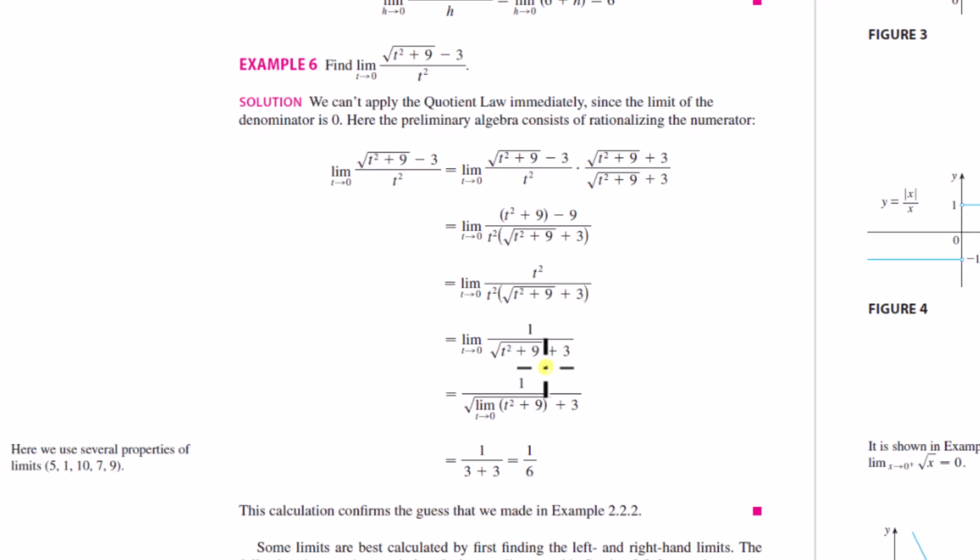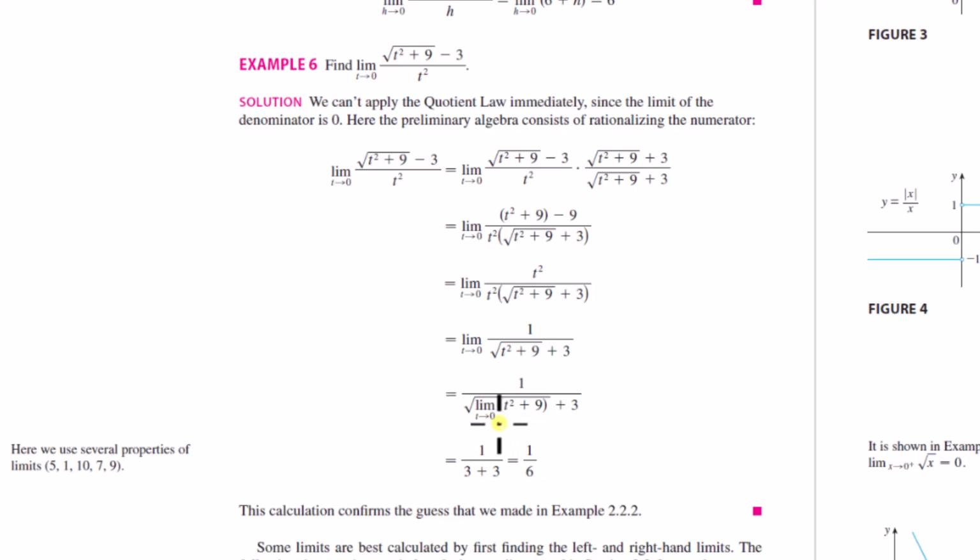And here we can apply the sum rule to the denominator expression, and then apply the root rule, right? The limit as x approaches a of the nth root of f of x is equal to, you could take that root out of the limit.